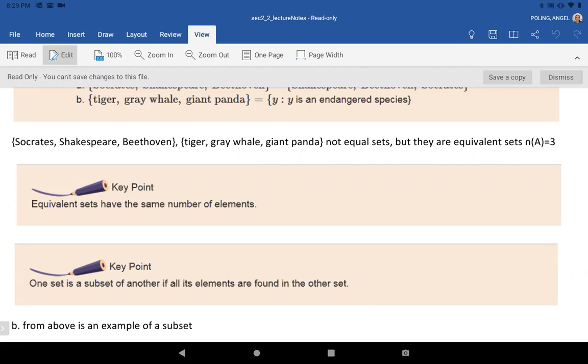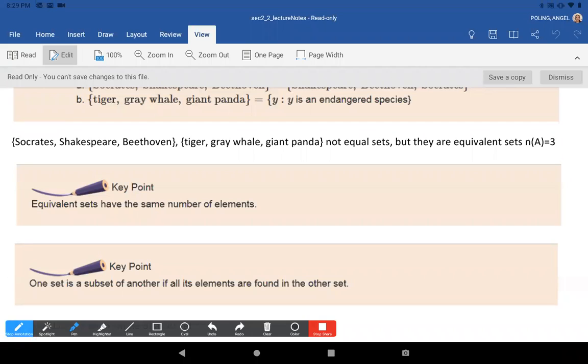So we have an example of tigers, gray whales, and giant pandas being a subset, which is this symbol here, looking like a C with a line under it.